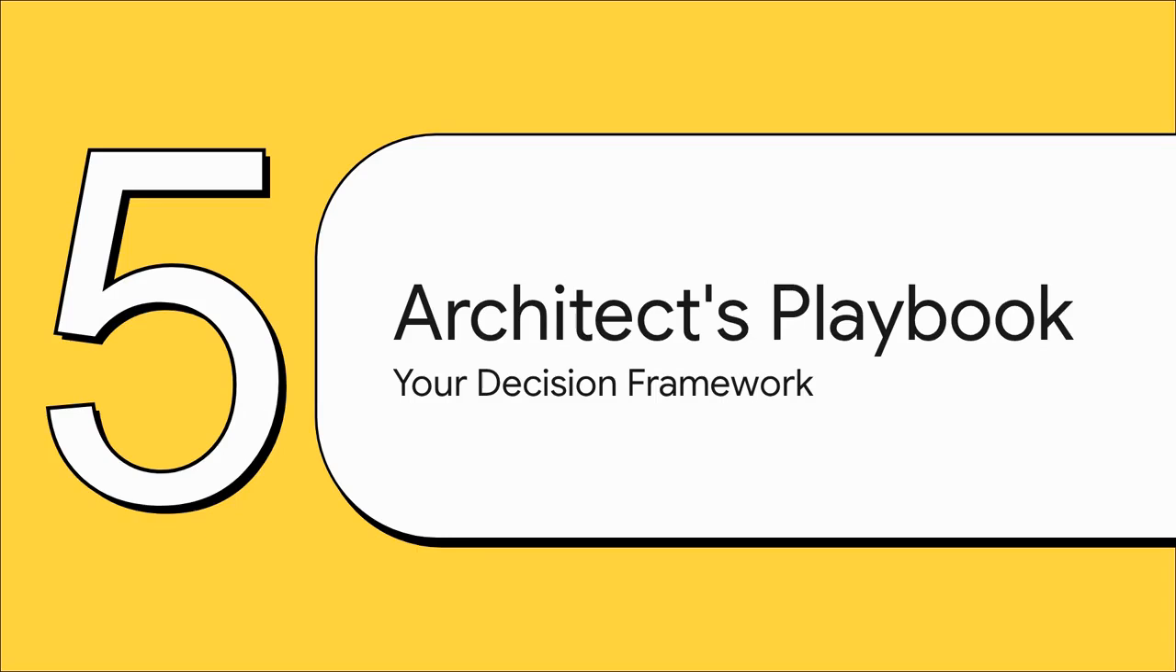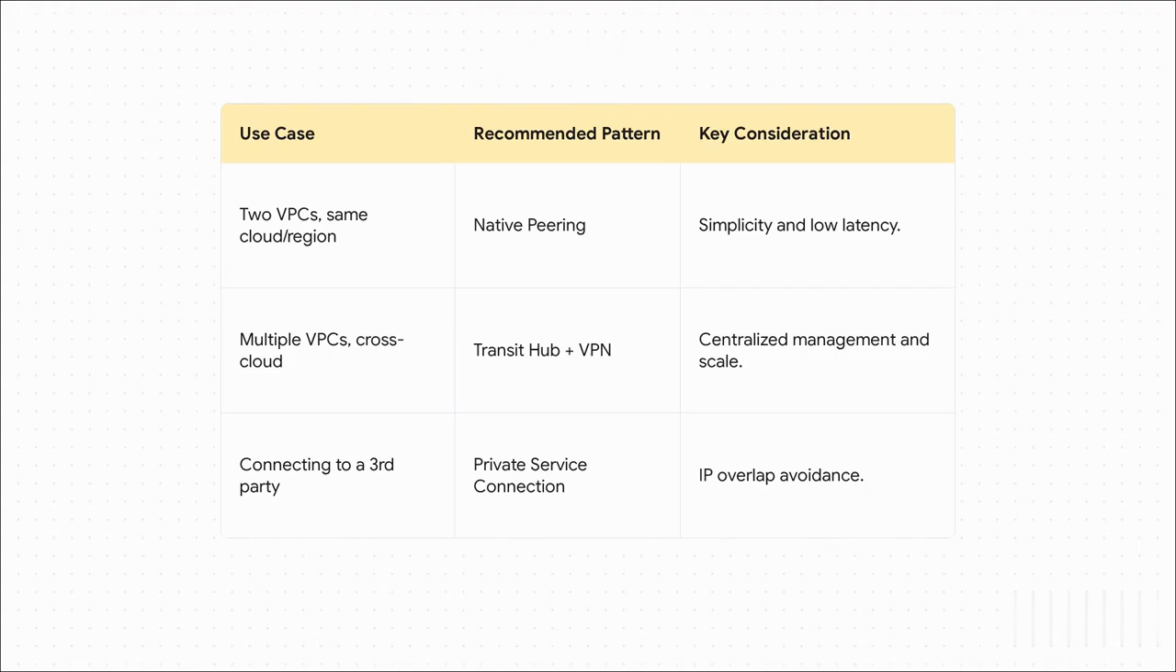Okay, we've seen the islands, we've seen the bridges, and we've definitely seen the monster lurking in the water. So now, let's pull it all together into a clear decision framework. This is the architect's playbook. Here's your cheat sheet. If you're connecting just two VPCs in the same cloud and region, use native peering. It's simple, it's low latency. Done. For multiple VPCs, especially if they're spread across different clouds, you absolutely want that transit hub model. It gives you centralized management and scale.